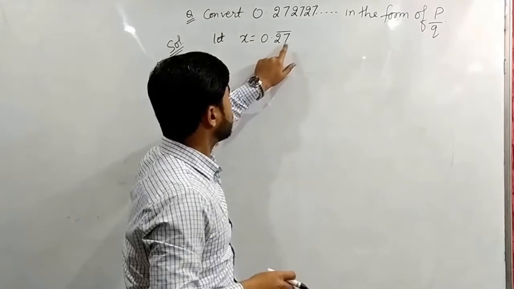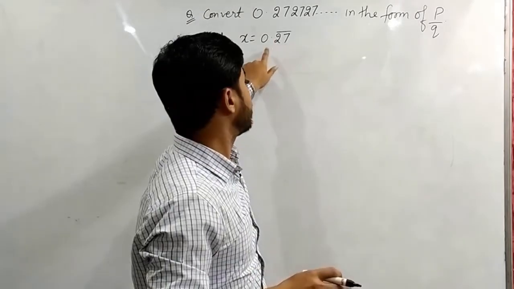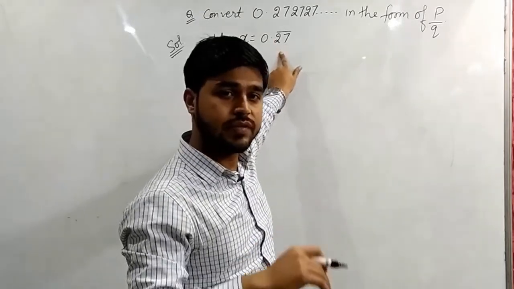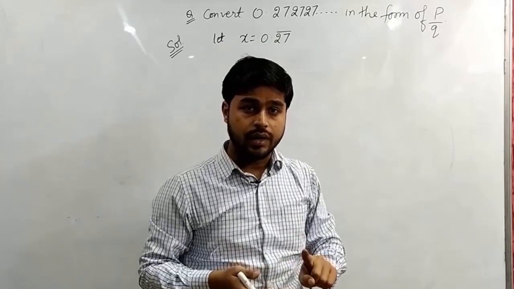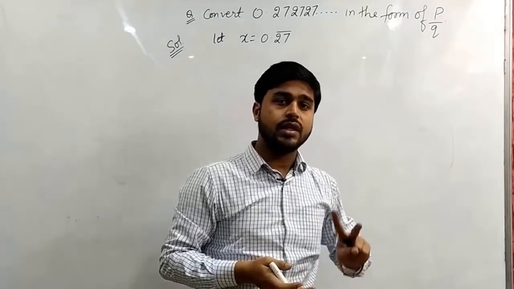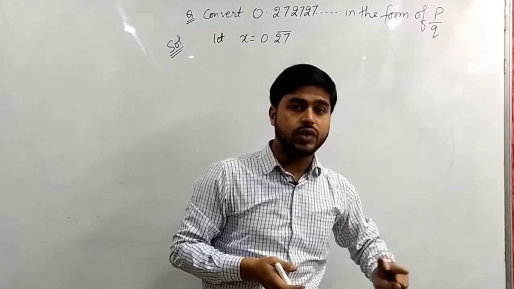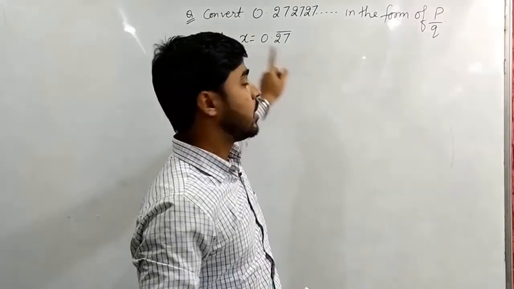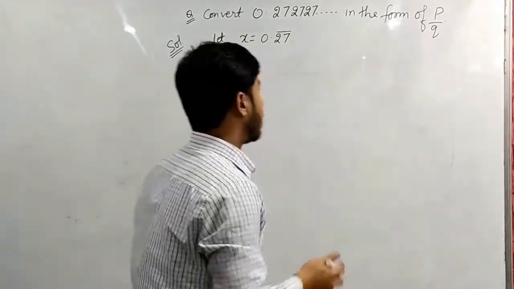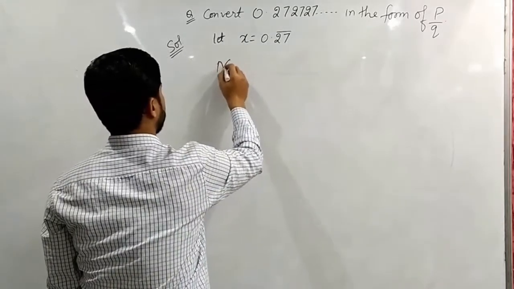Those 2 digits which are repeating have to be shifted to the left side. Now if I have to shift 2 digits to the left side, in that case we have to multiply by 100, because the number of digits is 2. To shift it to the left side, we need 2 zeros, and 2 zeros are there in 100. So we have to multiply by 100.